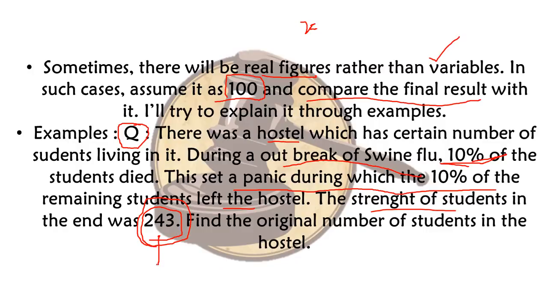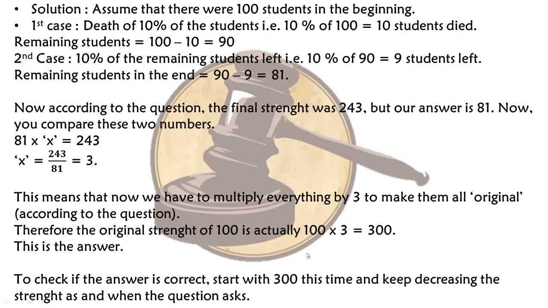Okay, 243. Now this is a real value which is given by the question. Now this might confuse you, like how can I assume something now because we have a real value? Don't worry, just assume something. I'll tell you how. The question is asking, find the original number of students in the hostel. So what we are going to do is assume that there were 100 students in the beginning. Just assume that for once.